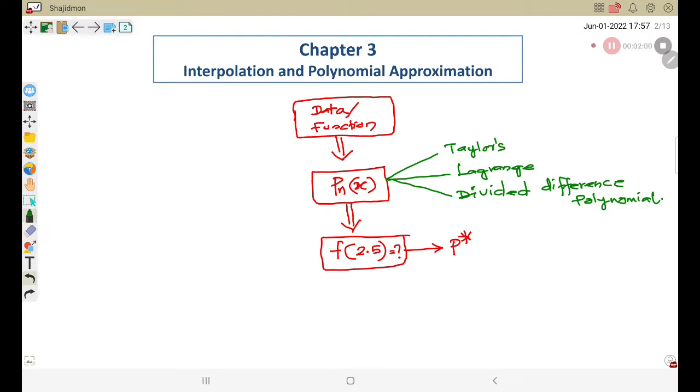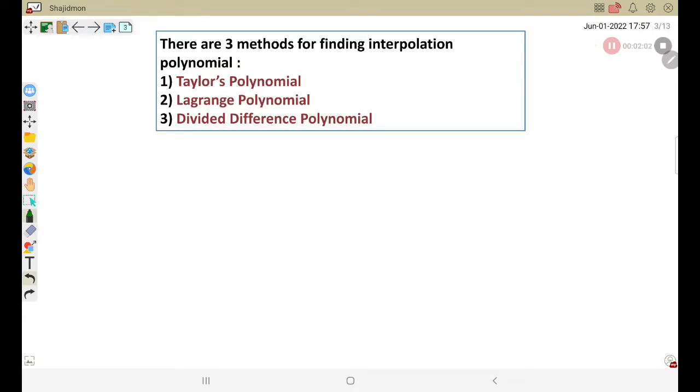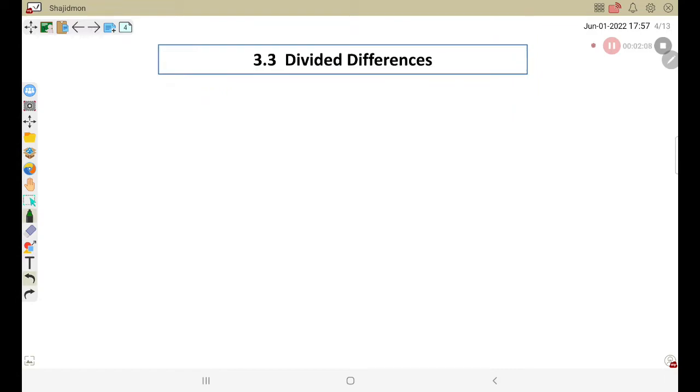Okay, so let's start with the idea. These are the two cases we told last day. Now let's start the idea of divided difference polynomial. Divided difference, divided differences. Divided means divide, division. Differences means like subtraction. In short way we can memorize like this, divided differences.